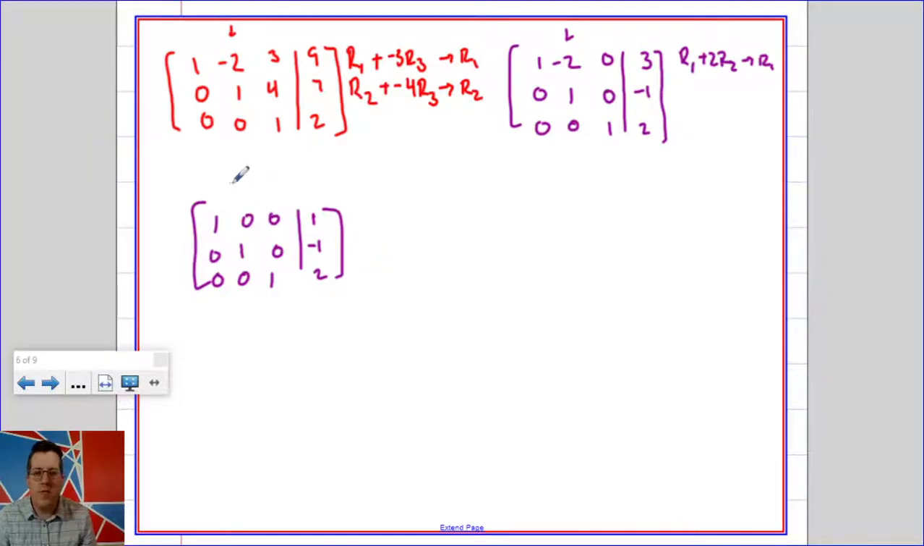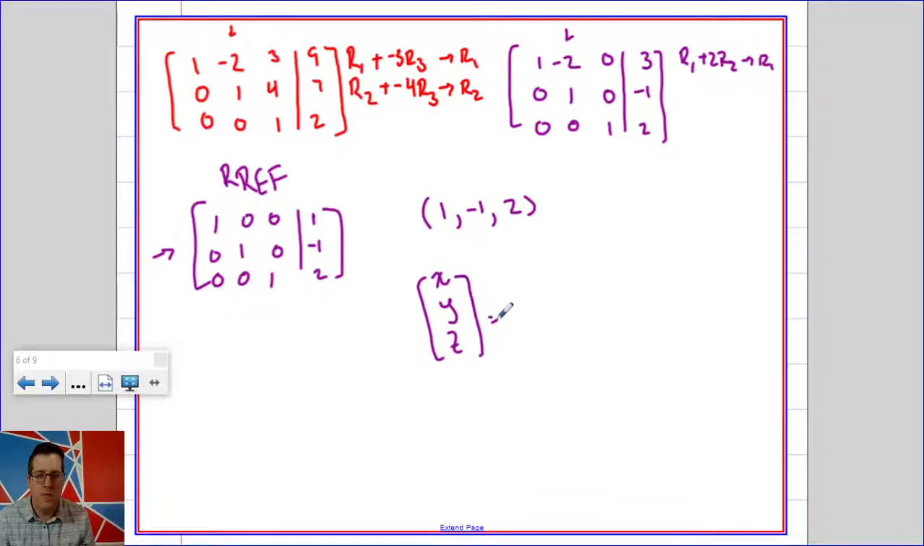So if we go this far, we have reached reduced row echelon form. There is only one reduced row echelon form because I have reached the identity matrix here. There's no way to make that more simple. And this tells us that our solution is 1, -1, 2. Sometimes when you're solving matrices, you'll see people give their answers like this. And you would see how that's kind of the same thing as what we've got here.